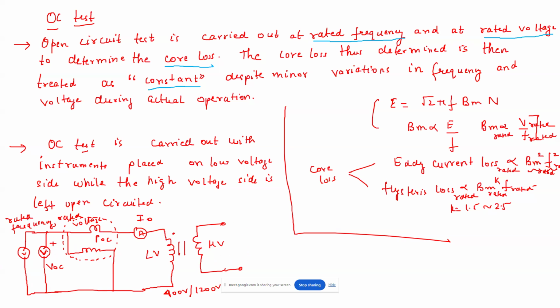Then you measure. This voltmeter will show 400 volt AC, right? The wattmeter will give you some reading, and the ammeter will also give you some open circuit no load current reading. So you take these readings, but the question is why we are not doing this on the high voltage side, why on the low voltage side? Is it a hard and fast rule that you should do it on the low voltage side? It is not a hard and fast rule, but there is a logical explanation for that, so I'll tell you.